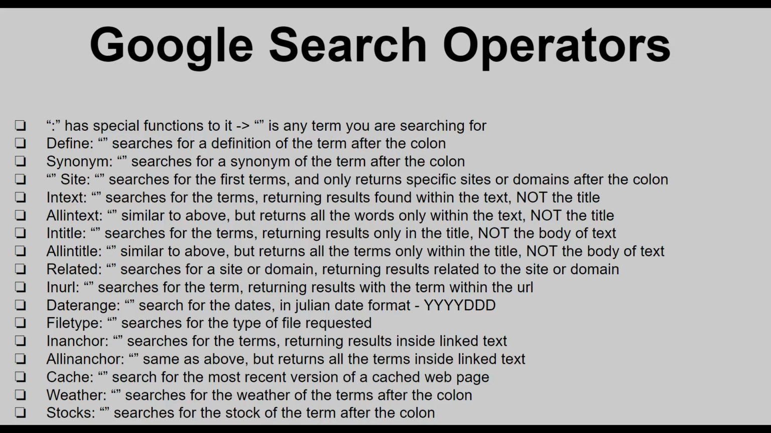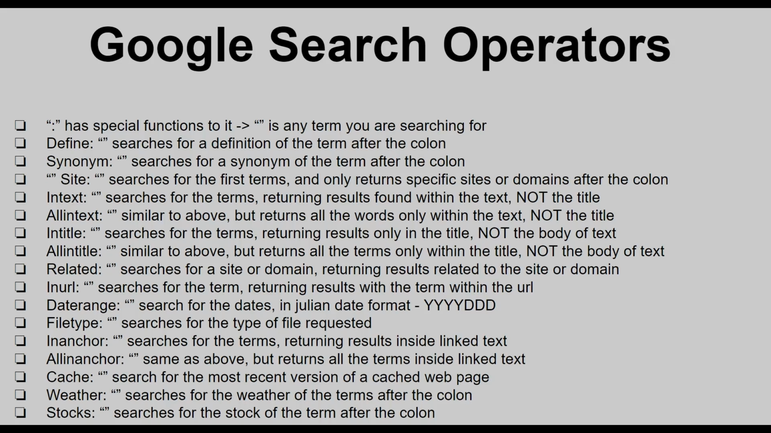Another one being related. If you are searching for something and you want to find a related site or domain, you can do that, and it'll search for other sites or domains related to that specific site that you originally searched for. And then another one being inurl, which will search for the term, returning the results with the term within the actual address or URL of the website. So not being in the title, not being in the text, but specifically in the URL address.